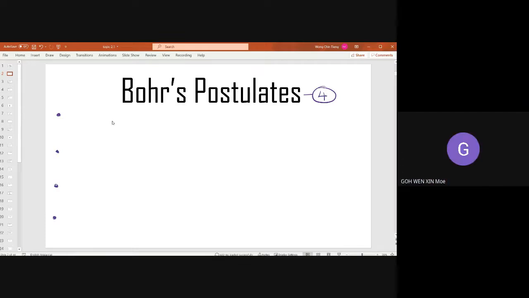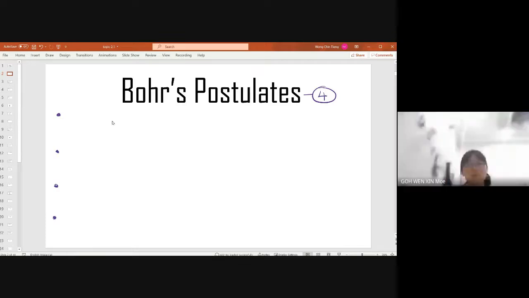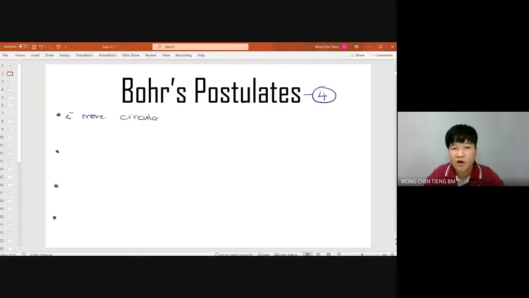Electron moves in circular orbit around the nucleus. Alright, electron move in circular orbit around the nucleus. Thank you, Go. Electron move in circular orbit around the nucleus. Okay, that is your first one. Anisha Hira, second.